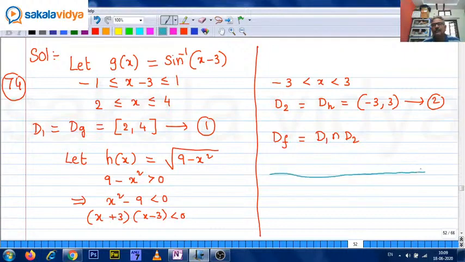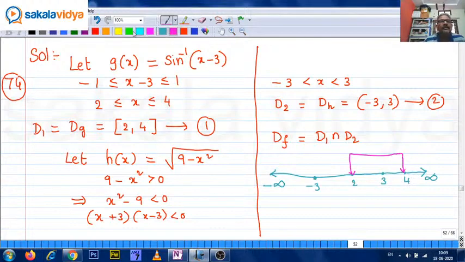Take a number line. This is negative infinity. This is positive infinity. Am I correct now? So next, critical points. What are the critical points? 2, 4, minus 3, 3. First minus 3. Next 2. Next 3, 4. First solution: in between 2 to 4, here to here.